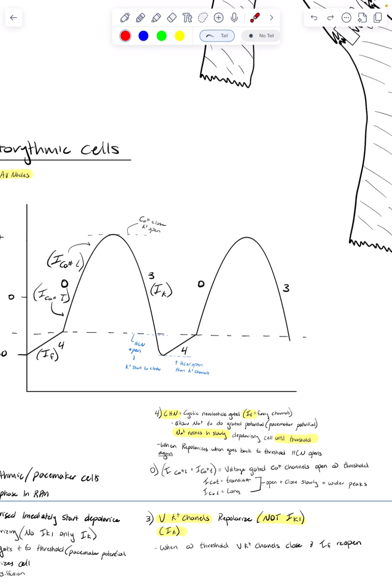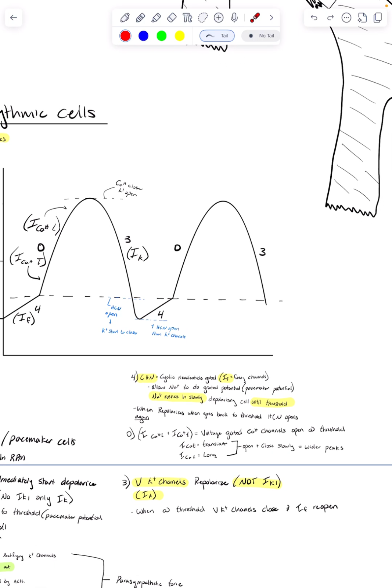So what's interesting, this is how it goes: something will cause the IF channels to open, allowing sodium to come in. It'll hit threshold. That's this dotted line here. Once it hits threshold, it allows calcium L-gated, so long-lasting, or transient, T-gated, to open. This is going to cause that depolarization of the cell. Then those are going to close. Potassium is going to open, and potassium is going to repolarize it, just like what we see in everything else.